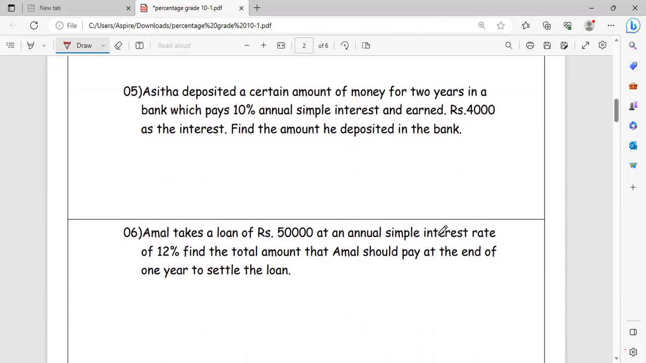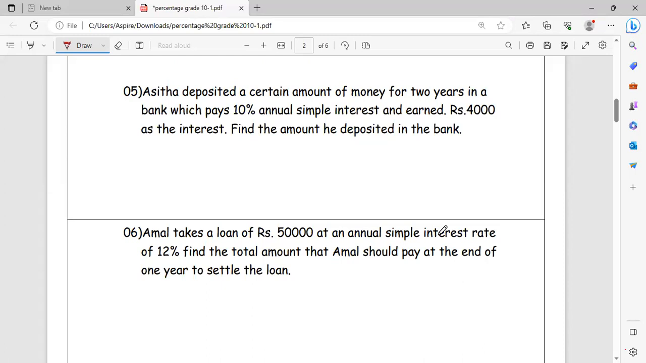Okay, let's move to the fifth one. Asita deposited a certain amount of money for 2 years in a bank which pays 10% annual simple interest and earn 4,000 rupees as the interest. Find the amount he deposited in the bank.